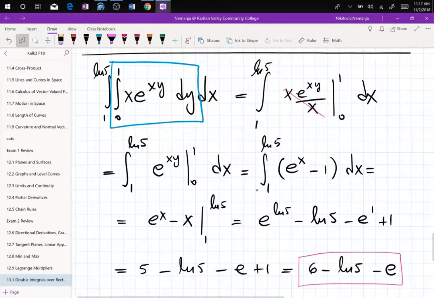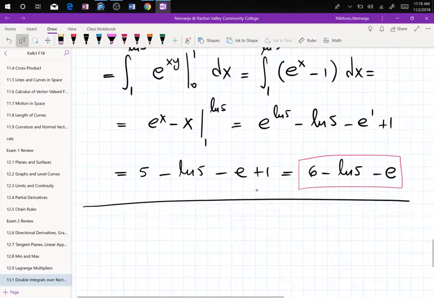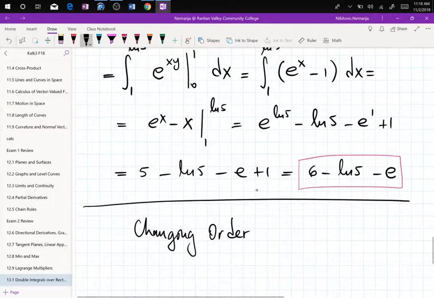A lot of categorizing in chapter 13. It's very simple, in my opinion, because it's integration, and I always like integration because I can always check by taking the derivative. But you have to categorize these things, you have to practice in order for this to make sense. So, changing order of integration.